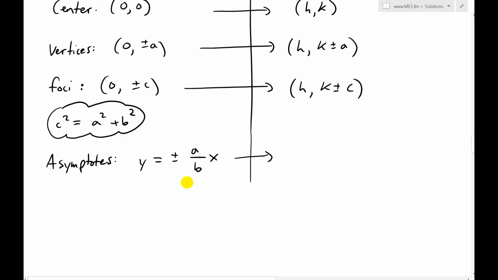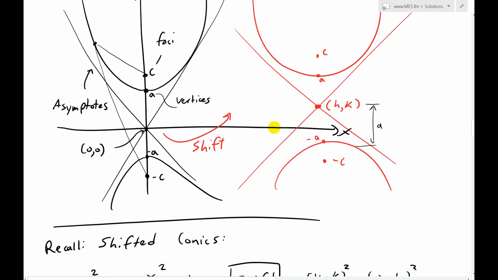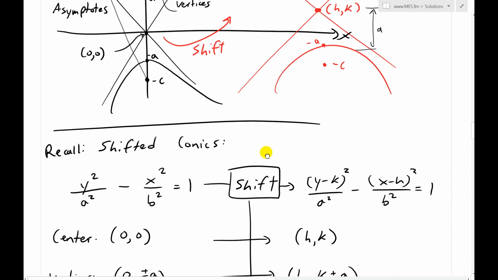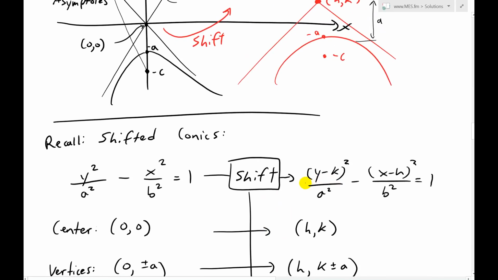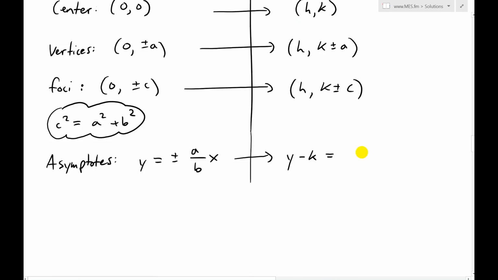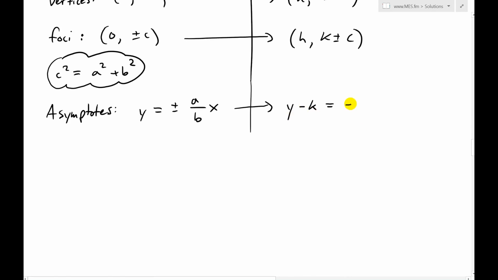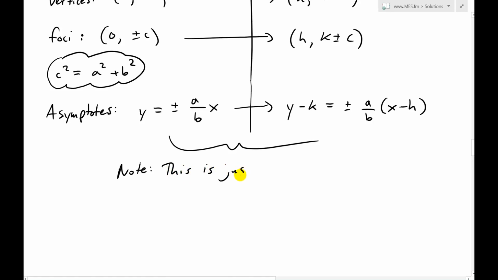And here we're shifting an entire line. It's going to be y minus k equals the exact same method as over here, because a line is still a conic, or it's just a straight line. Then we shift the y value exactly as we're doing right here. We subtract on the y and subtract on the x wherever we want to shift it. So we shift the y by k, and now we have plus or minus a over b, and then x is minus h, like that. In other words, this part right here is a shifted line.